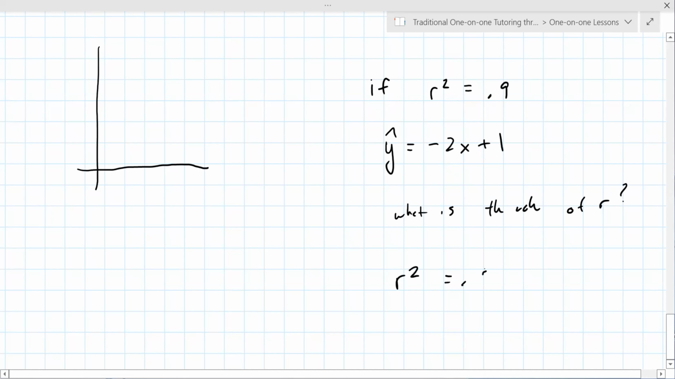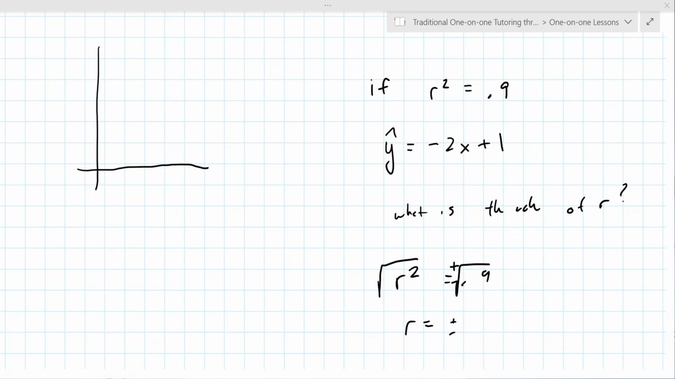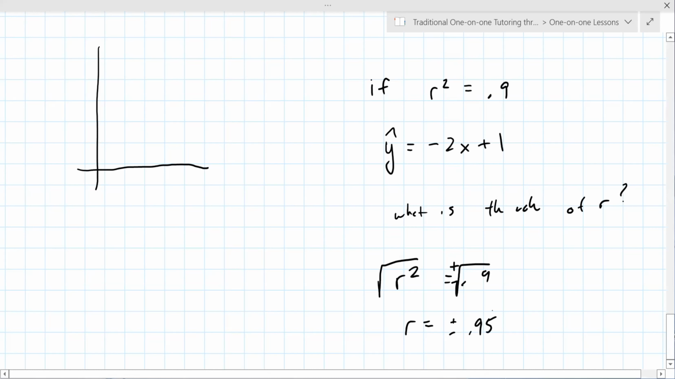So this takes you back to a previous class. When you take a square root, it's plus or minus, right? Yeah, so it's plus or minus point whatever it is. So how do we decide is the question. To answer that, that's why I gave you the equation of the regression line. This line goes down, so your r has to be minus 0.95. So that's kind of a test question they like.